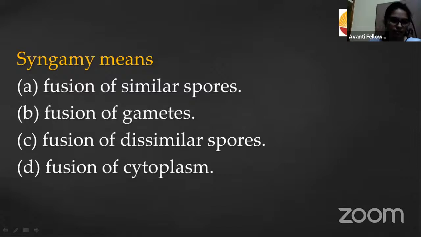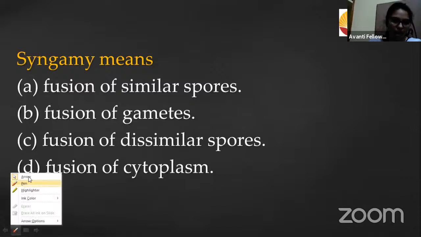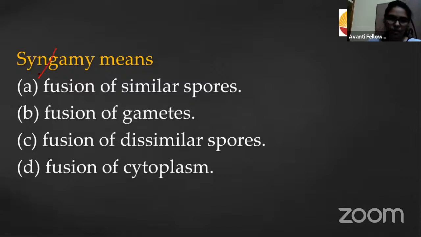Let's discuss. Okay. So syngamy means what? If you split the term, syn means fusion. Wherever in biology you come across syn, it means fusion or union. Okay, fusion or union. Gamy means marriage. So here the marriage is happening by the fusion of two gametes. Okay, so this is syngamy. So between what is the fusion happening?